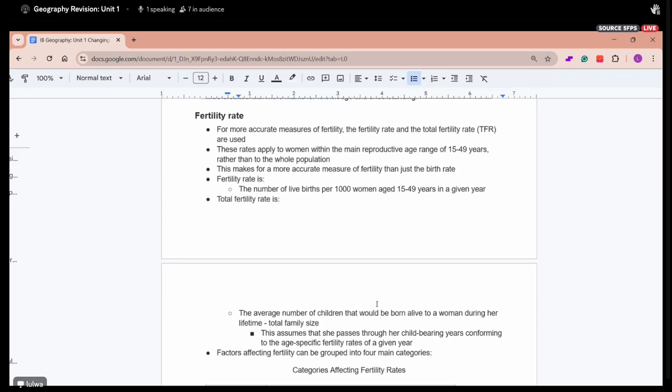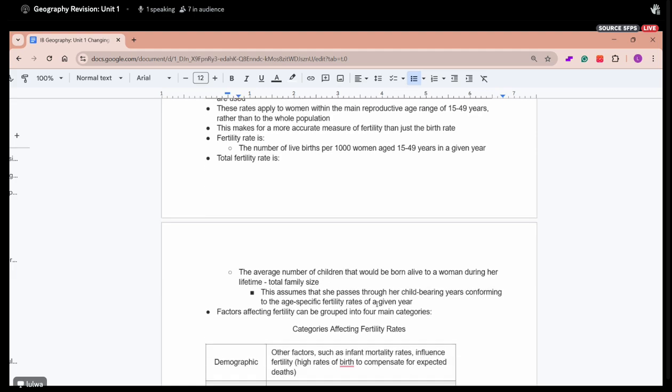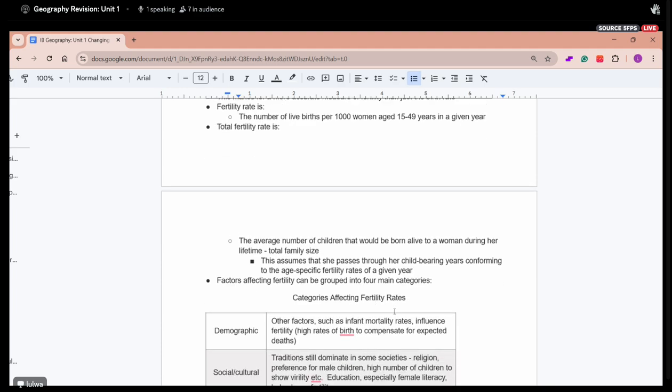So the fertility rate is basically the number of live births per 1,000 women aged 15 to 49 years in a given year. And the total fertility rate is the average number of children that will be born alive to a single woman during her lifetime, so the total family size. This assumes that she passes through her childbearing years, conforming to the age-specific fertility rates of a given year. So this basically means that women would give birth between the ages of 15 and 49, and that's the assumption. That's the age range in which women give birth, and that's how the rate is made.